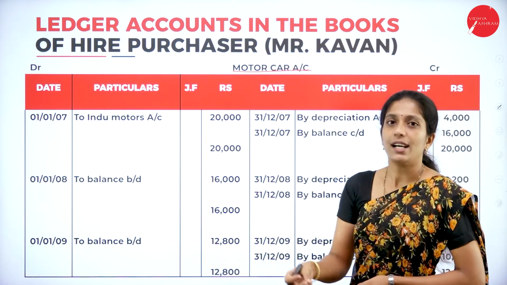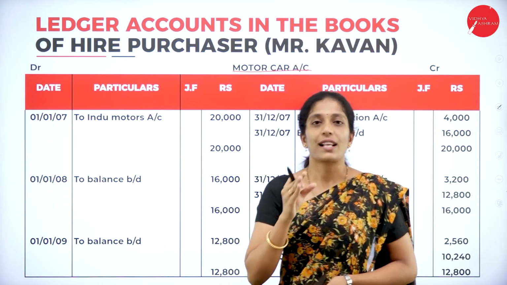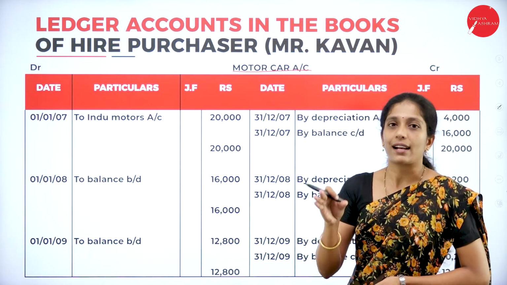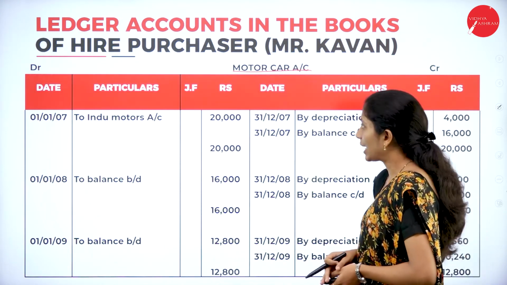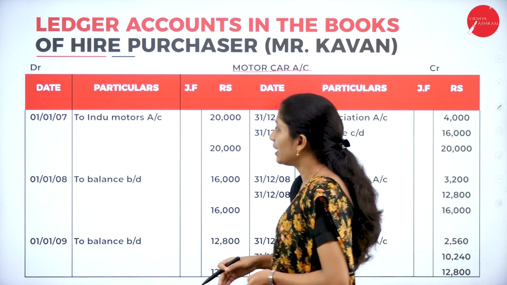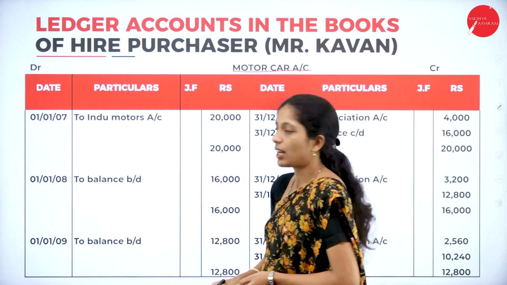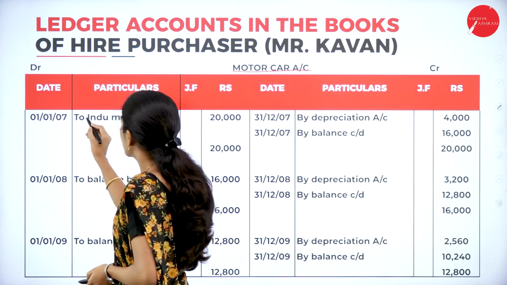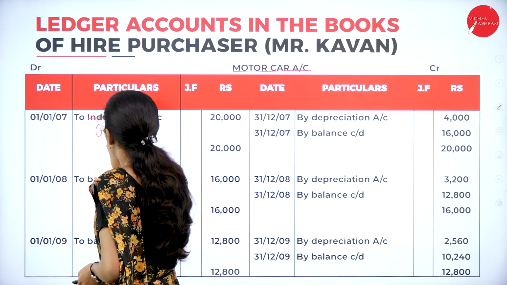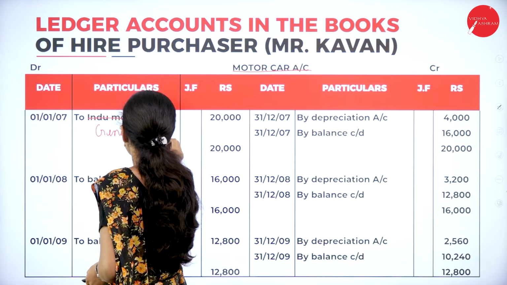So in the first year, the hire purchaser has purchased the asset, right? So for that, what is the entry? Motor car account debit to hire seller account. So how are we going to record? Who is the hire seller here? That is General Motors. This is not Hindu Motors, this is to General Motors. That is nothing but the hire seller.